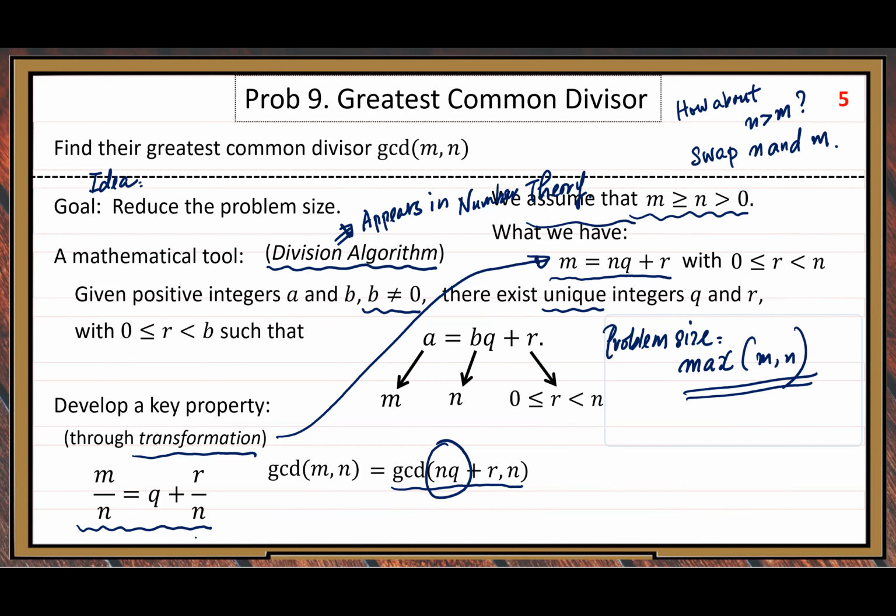When we do simplification, because m equals nq plus r, so the nq multiple over n, we get the quotient q out. Then remainder r over n, that's the fractional part. q is the integer part, r over n is the fractional part. So after this transformation, this is our transformation, or part of it.